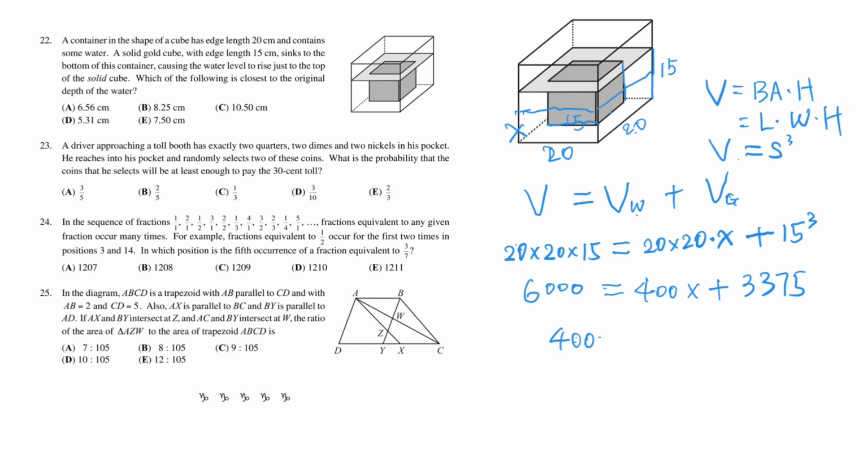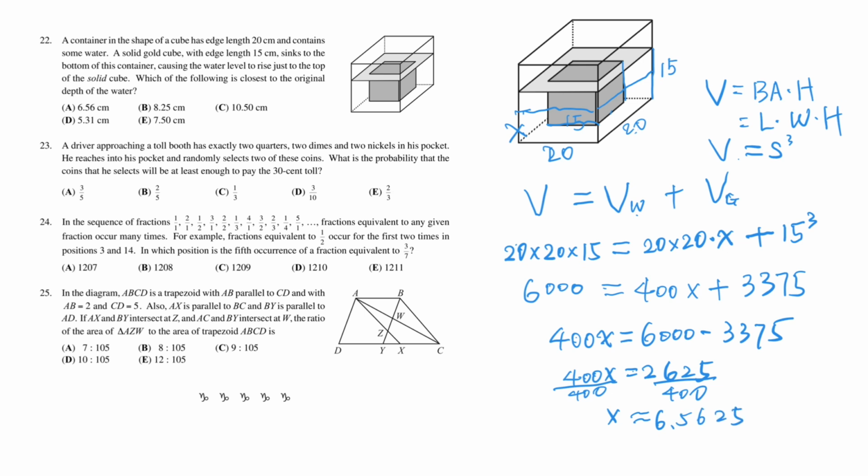Now 400x equals 6,000 minus 3,375. So 400x is 2,625. Dividing both sides by 400, we get 6.5625. So the original depth of the water is closest to 6.56. That's the answer A.